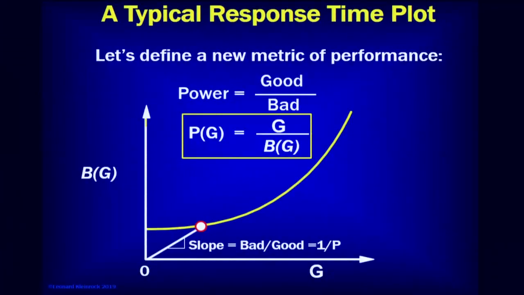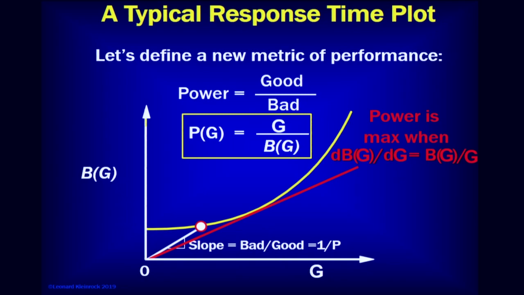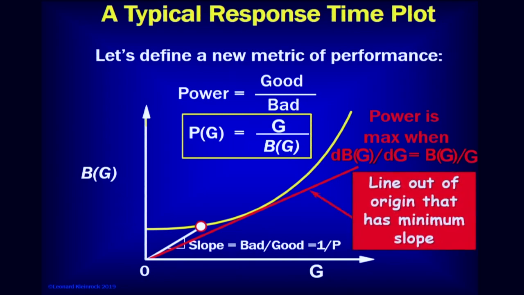So mathematically, it looks like that. There's no calculus here. There's only a little bit of algebra. Okay. That's the basic formula. So let's look at this point on the curve. At that point on the curve, guess what? A line from the origin to that point has a slope, which happens to be 1 over power. It's bad over good. So the slope is telling you the power at that point. And the mathematics says you're going to maximize P, the power, when that equation is solved, which simply means you're going to touch this curve at its tangent, out of the origin. And that turns out to be the optimal operating point for the system.